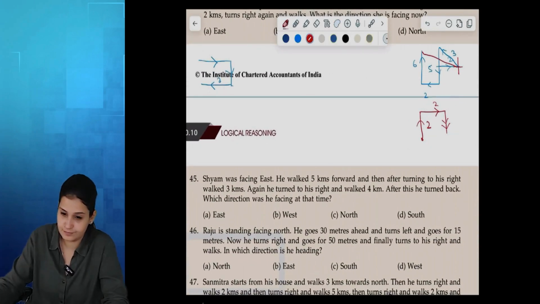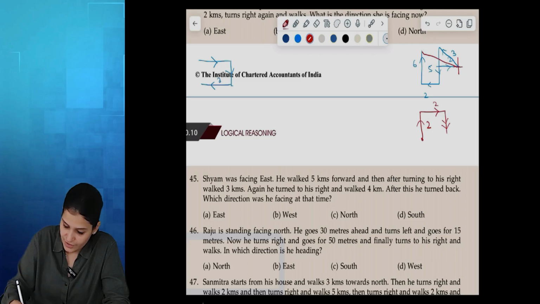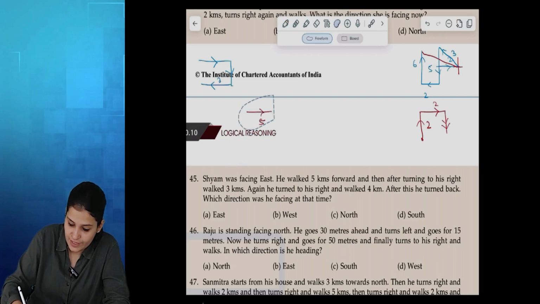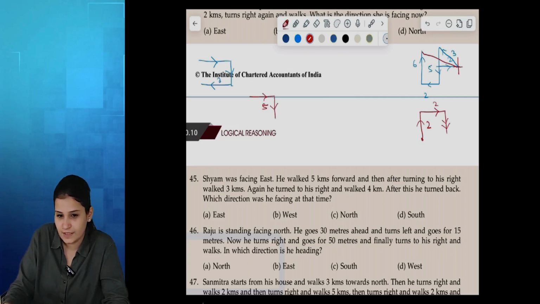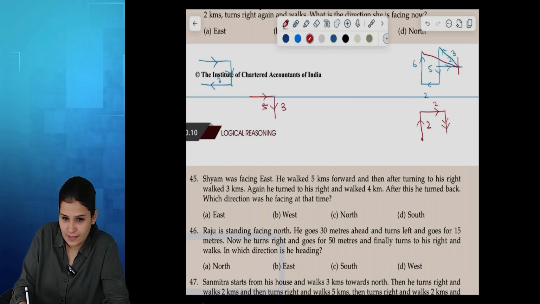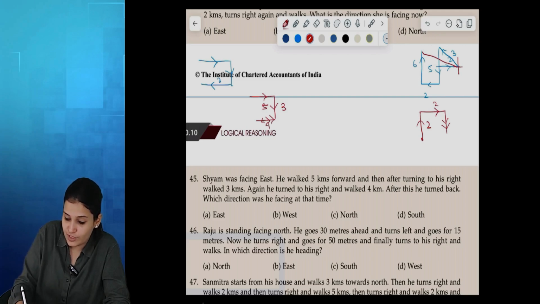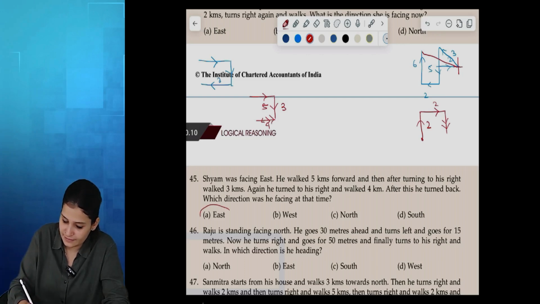45. East. Sham was facing east, walked 5 kilometers forward, then after turning to his right, walked 3, again turned to his right and walked 4. After this he turned back, so he is looking in the east side.